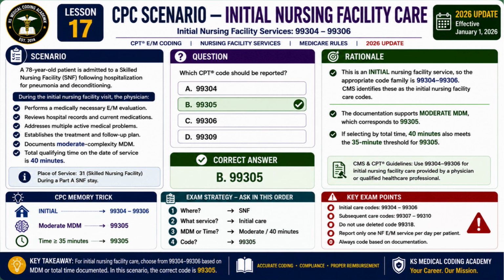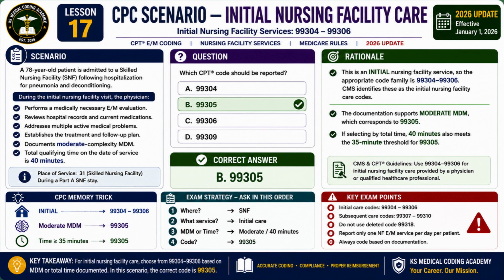Let's work through a CPC-style initial nursing facility scenario. A 78-year-old patient is admitted to a skilled nursing facility following hospitalization for pneumonia and deconditioning. During the initial visit, the physician evaluates the patient, reviews records and medications, addresses multiple active problems, and establishes a treatment plan. The documentation supports moderate complexity MDM, and the total qualifying time is 40 minutes. Now, which code should we report?